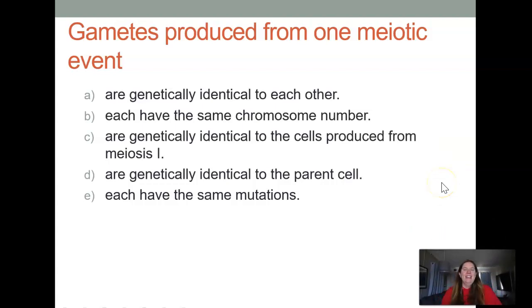Okay. All right. So let's review really quick how meiosis occurs in the production of our sex cells, the production of gametes, and remind yourself which of the following are true and which is not true about gametes that are produced from one meiotic event. So go ahead and pause the video, try to look through your notes if you can, and see if you can select the correct answer.